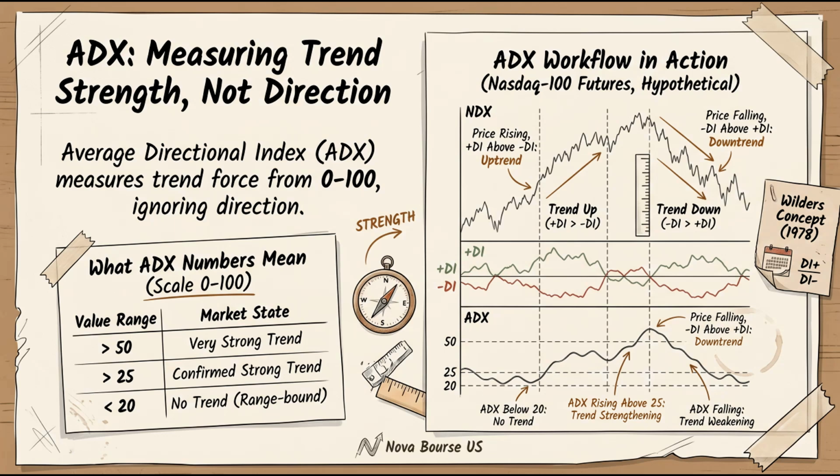The average directional index, or ADX, measures trend strength on a scale of 0 to 100, but it does not tell you the direction. An ADX above 25 means a strong trend is active, above 50 is very strong, and below 20 means no trend exists. To find the direction, you look at the plus DI and minus DI lines. When the plus DI is above the minus DI, the trend is up, and the ADX simply tells you how much power that trend has behind it.